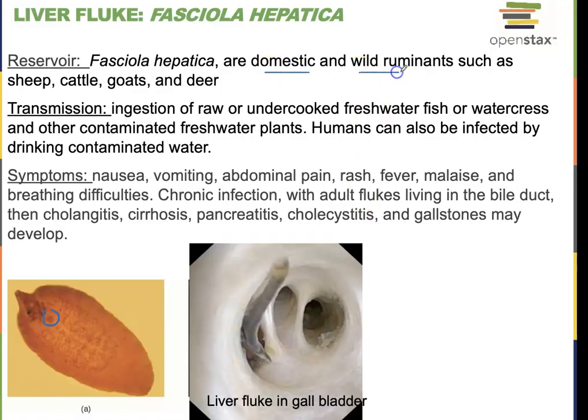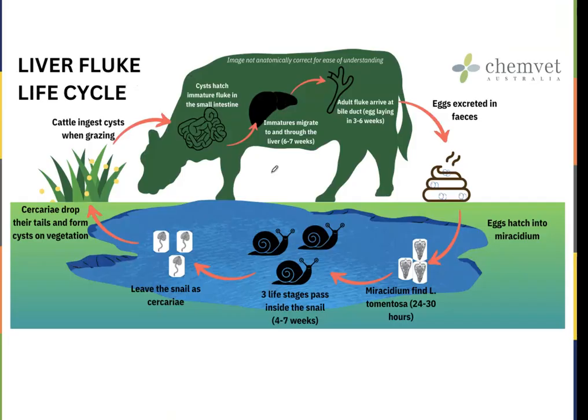So our domestic and wild animals, such as sheep, cattle, goats, and deer, can have flukes. And then the way we get them, so flukes are interesting. This has an intermediate host. So they ingest raw or undercooked freshwater fish. How do we get something that comes from sheep, cattle, goats, and deer, and then we get it from eating fish? I'll show you. Or watercress, or waterborne freshwater plant, or contaminated water. So let's take a look at that first.